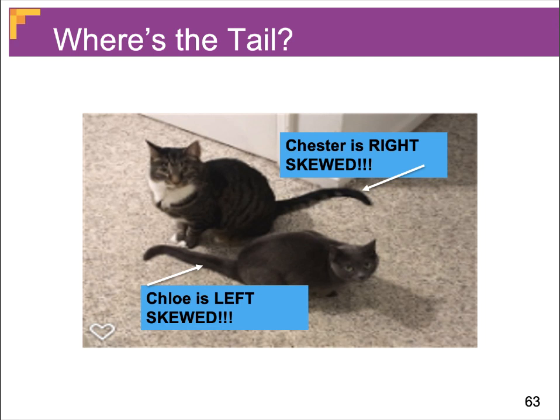And it made me think this is exactly like what I do with histograms. You have the body of the graph, but then the tail is on one side or the other. So Chester is right skewed or positive skew because his tail is sitting there on the right. His body's on the left, but the tail is on the right. Chloe's left skewed, her tail's there on the left, and so that would be a negative skew or a left skew. So when you're trying to decide which skew you have, just think, where's the tail?